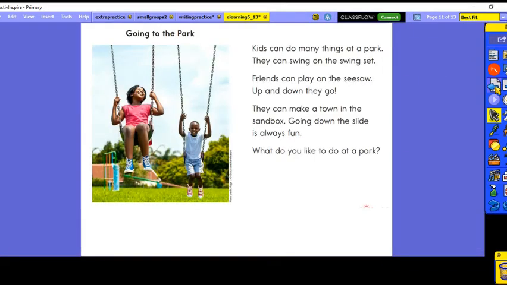This is a short one. This story is called Going to the Park. I want you to read with me as I read out loud. Kids can do many things at a park. They can swing on the swing set. Friends can play on the seesaw. Up and down they go. They can make a town in the sandbox. Going down the slide is always fun. What do you like to do at a park?